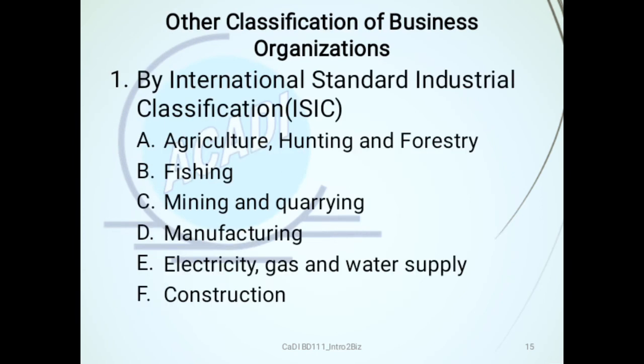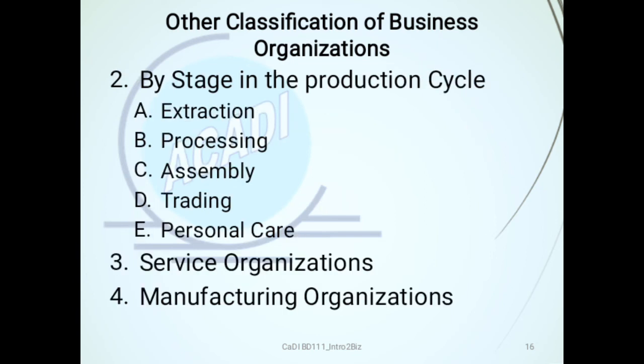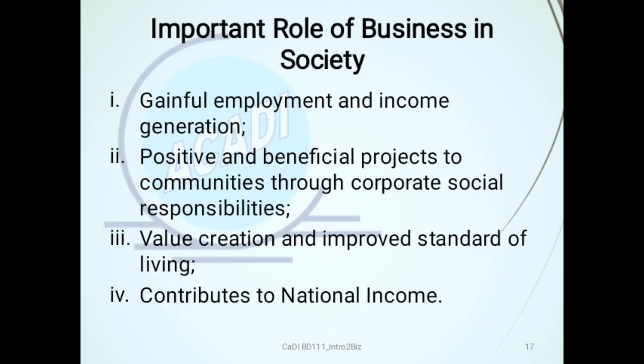Other classification of business organization. By international standard industry classification, we have agriculture, hunting and forestry, fishing, mining and quarrying, manufacturing, electricity, gas and water supply, construction. By stage in the production cycle, we have extraction, processing, assembling, trading, personal care. Then the third, we have service organizations and manufacturing organizations.